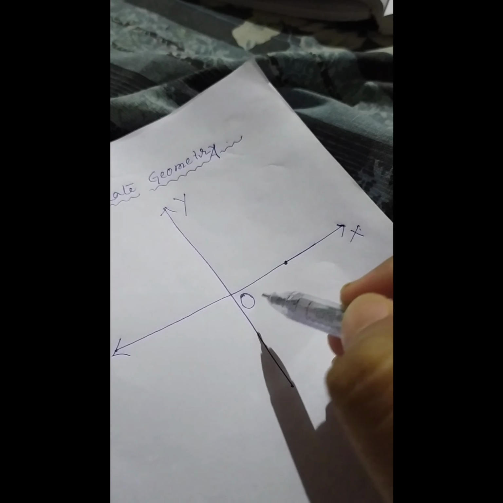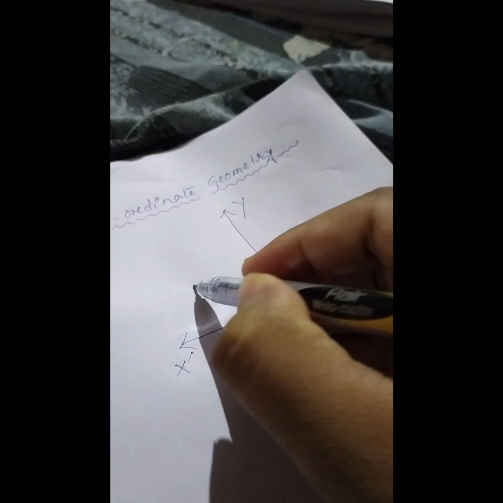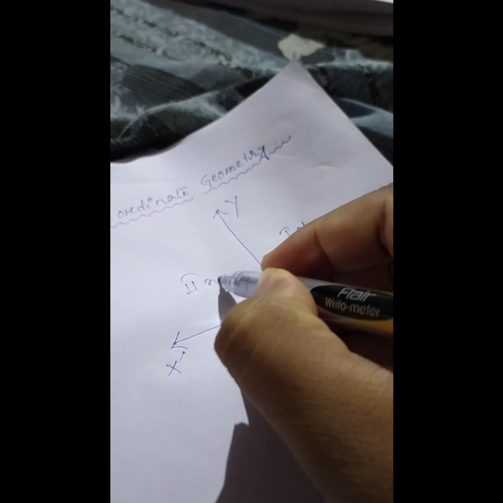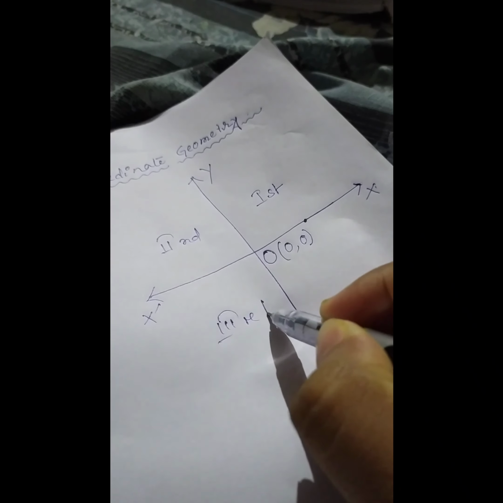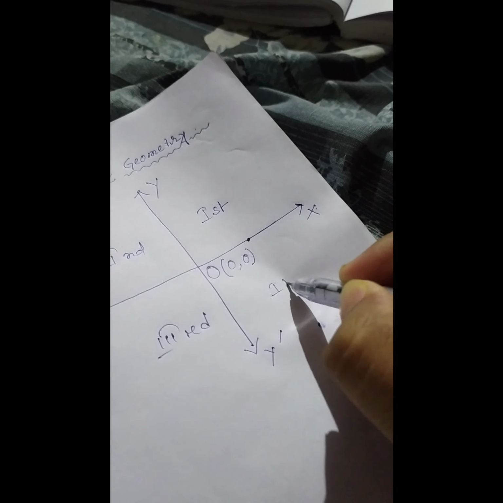These two perpendicular axes intersect at this point O. O is called the origin. The coordinate of the origin is (0, 0). This is x' and this point is y'. This is called the first quadrant. This is the second quadrant. This is the third quadrant, and this is the fourth quadrant.